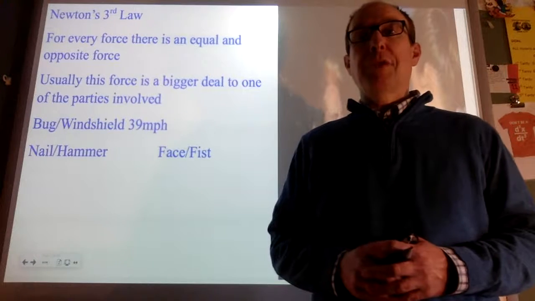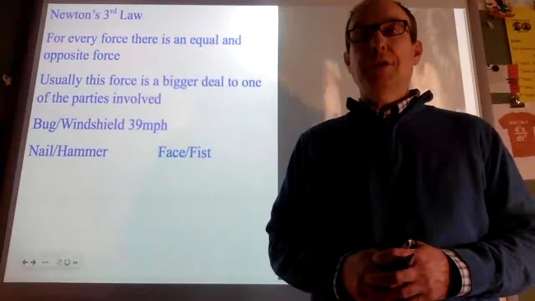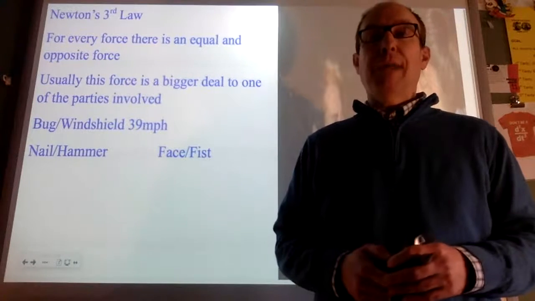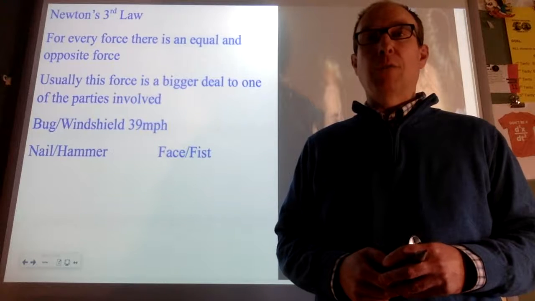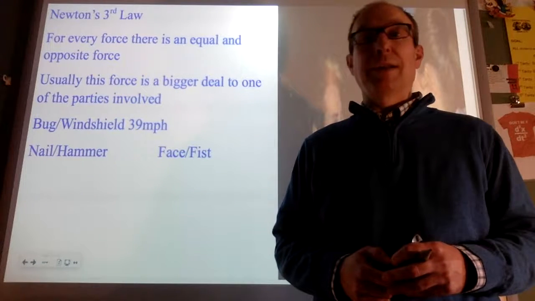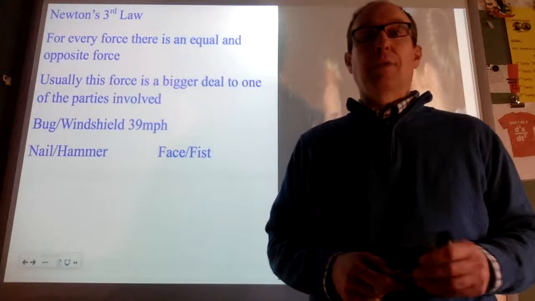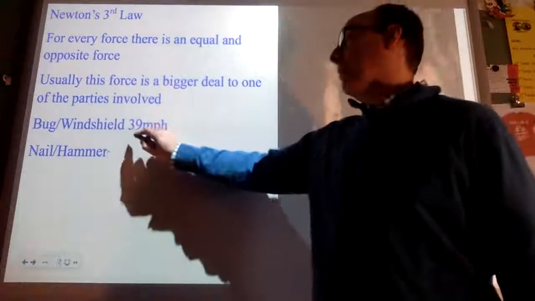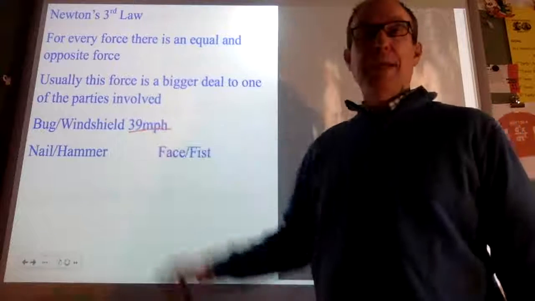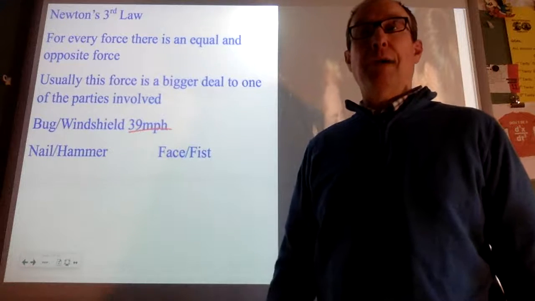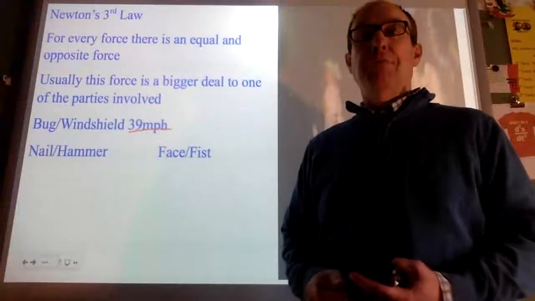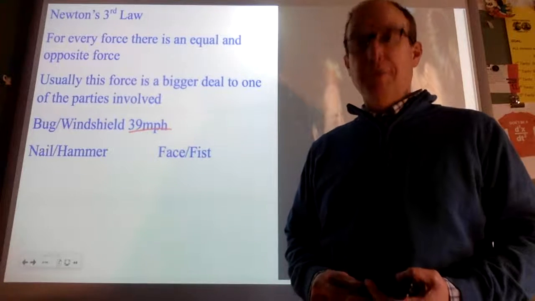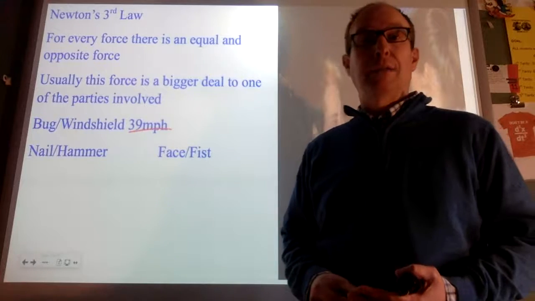So if you think about a bug and a windshield, when you're driving down the street and you run into a bug, your windshield hits the bug exactly as hard as the bug hits the windshield. But because the mass of the bug is so much smaller, it's a way bigger deal to the bug than it is to the windshield. Some doctoral students did a paper on this, and they found out that the magic speed for bugs is 39 miles per hour. If you run into bugs below that, they bounce off. If you run into bugs above that speed, they actually splat.